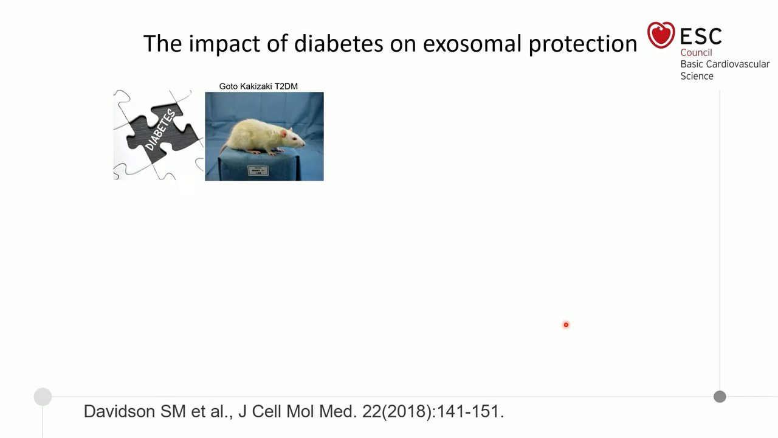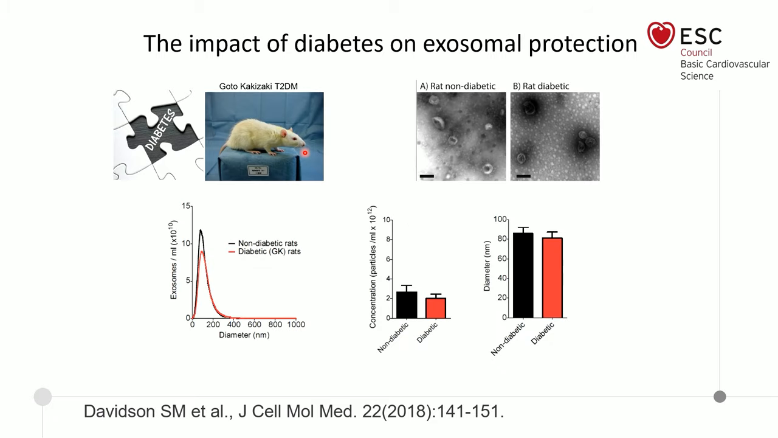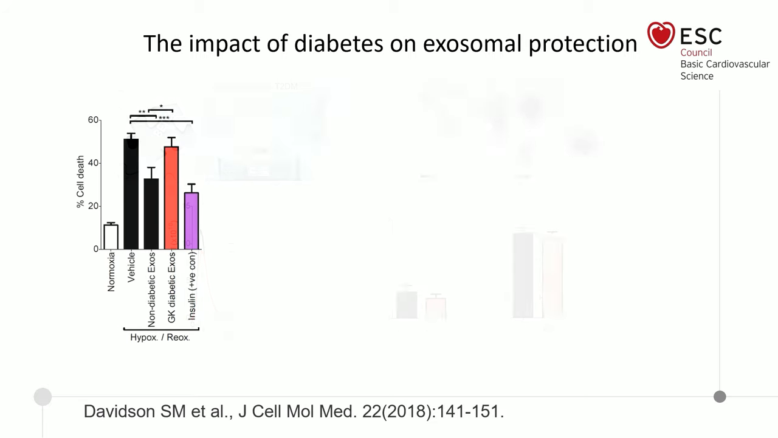So, interestingly, these are all exosomes from healthy individuals, but what about those from diabetic individuals? And we isolated them from diabetic humans or diabetic rats. And here we use a type 2 diabetic model called the Goto Kakizaki rat. As you can see, it's a lean rat, but it's actually diabetic. And first we isolated the exosomes and found they had a similar appearance, size distribution, and concentration in the blood, determined by NanoSight. But exosomes from the diabetic individuals were no longer protective in our model.